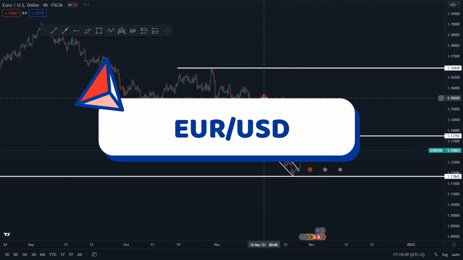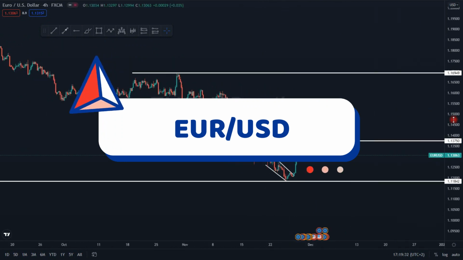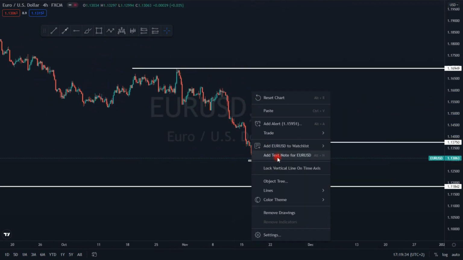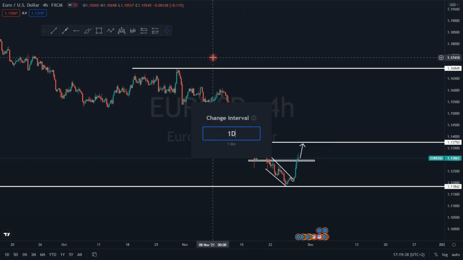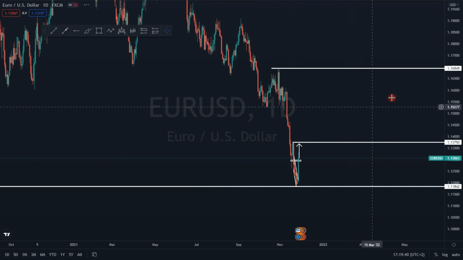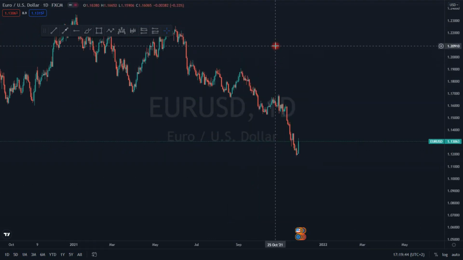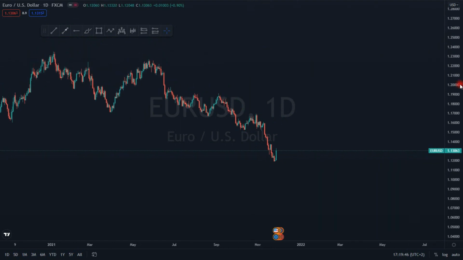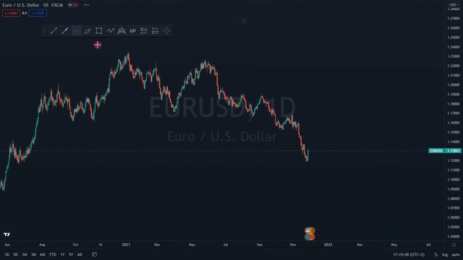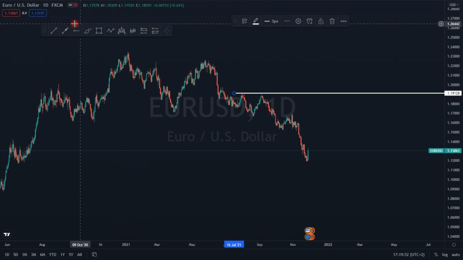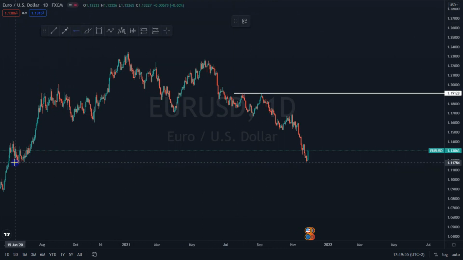Alright, here I am. You can see I already did my analysis here on EURUSD, but let me just remove everything. First of all, let me switch to a daily time frame because that's where I'm going to start, and then let me remove all the drawings. So starting there, what I did this time around is to just identify my levels.